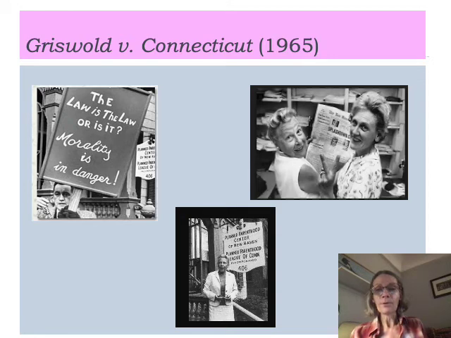And so two people wanted to challenge this law. One was a gynecologist from the Yale School of Medicine. His name was C. Lee Buxton. A birth control clinic was opened in New Haven, Connecticut, with the help of Estelle Griswold, who was the head of the Planned Parenthood of Connecticut. And they opened this birth control clinic because they wanted to challenge the Connecticut law criminalizing the use of contraceptives.